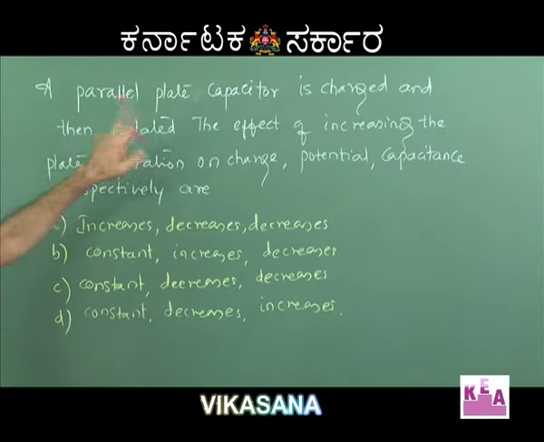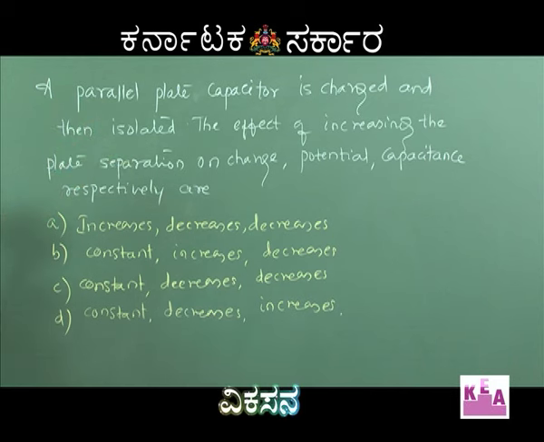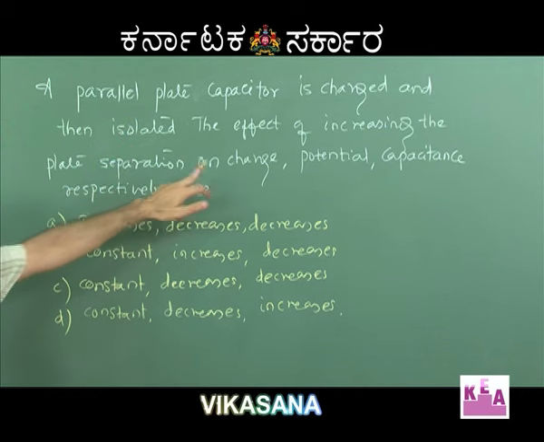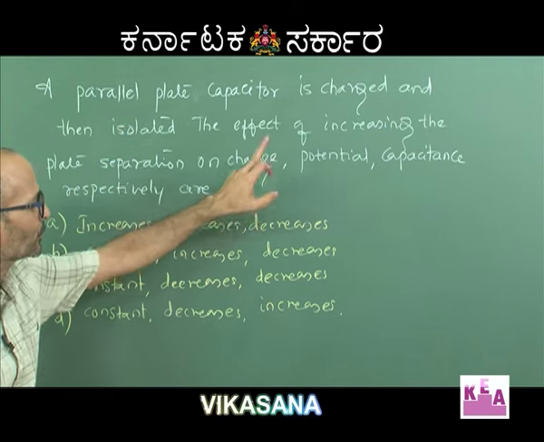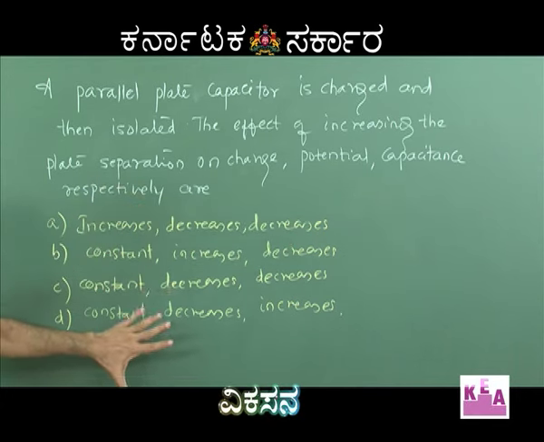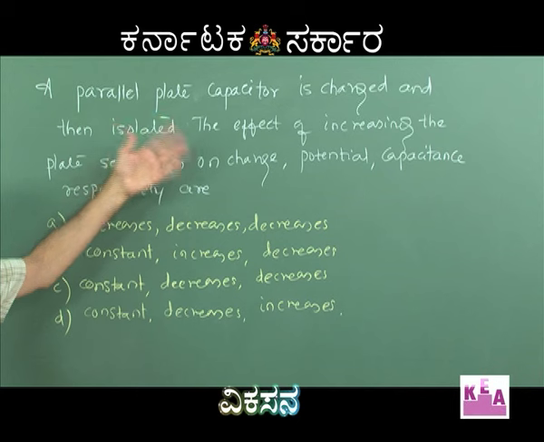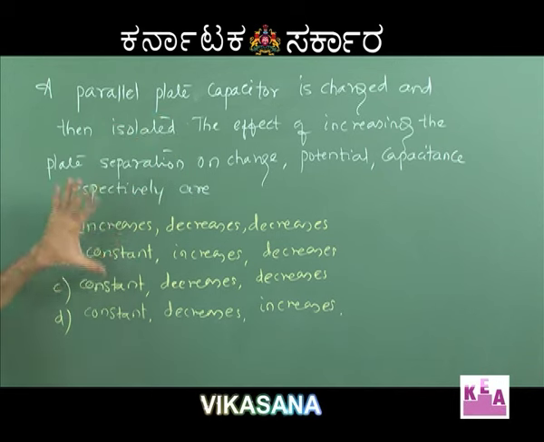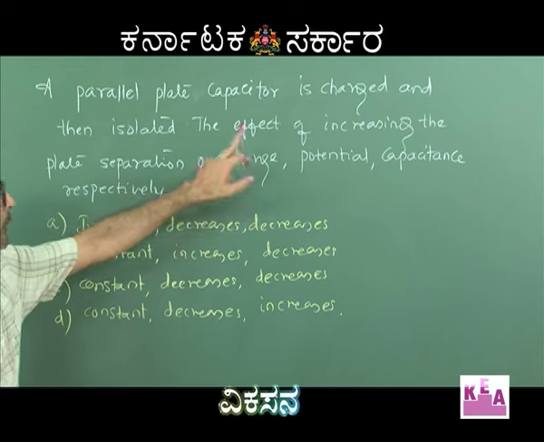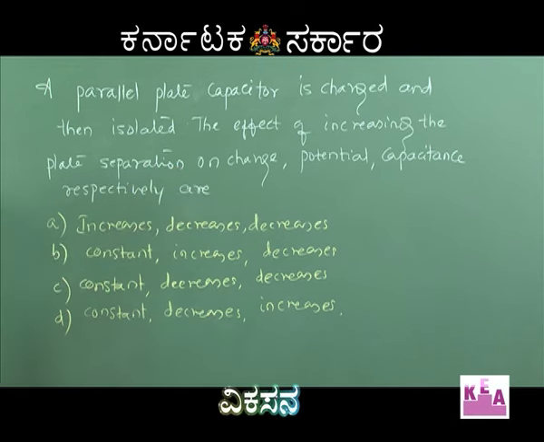A parallel plate capacitor is charged and then isolated from the battery which was used for charging. The effect of increasing the plate separation on these three things, charge, potential and capacitance respectively, are. Which increases, which decreases, which remains constant is, I think, what we are supposed to select among the options. But the order in which he has taken up each one of them is charge, potential and then capacitance.